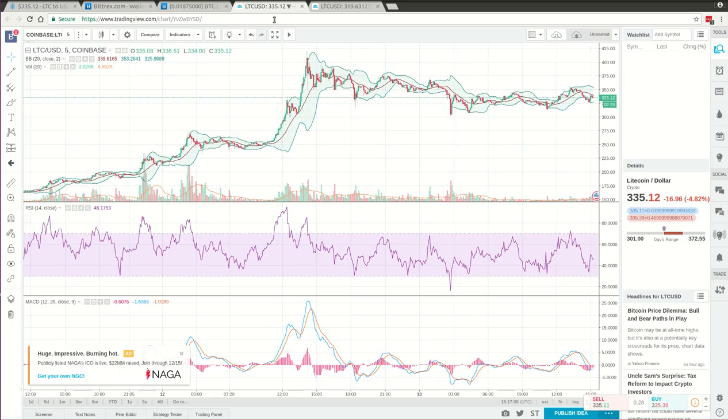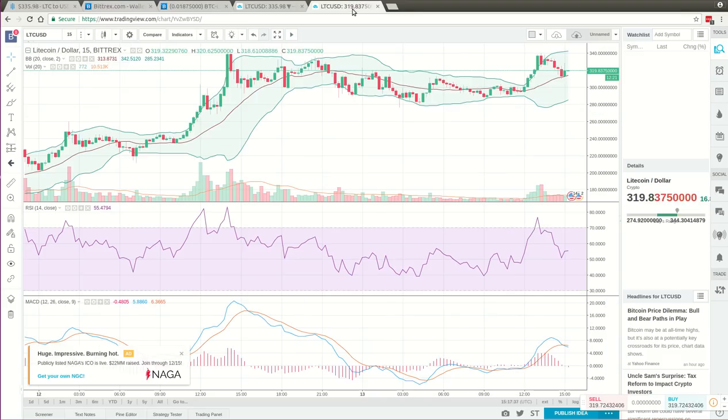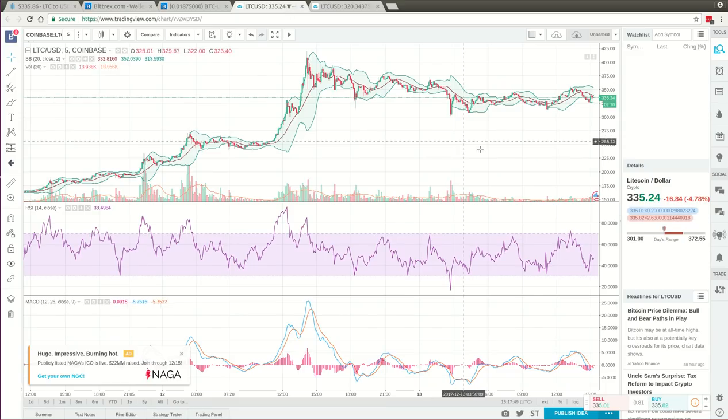I'm looking at TradingView here, and this is the Coinbase or GDAX price, and you can see it's got Litecoin right now at about $335. Well, on Bittrex, Litecoin is only trading at $320. So what we can do is buy Litecoin on Bittrex, send those Litecoins over to GDAX, and sell them at a higher dollar amount and keep the profit.